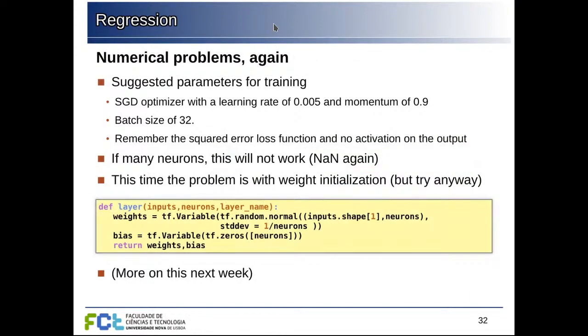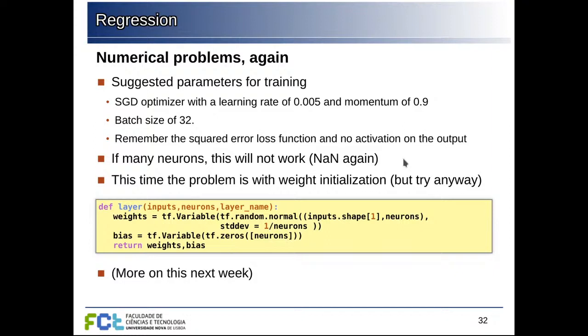Okay, so try with different parameters here for the stochastic gradient descent, the batch size, the architecture of the network. You may have some problem with not a number again. In this case, it's not the loss function. The loss function is the mean squared error. You can implement it and so on. I don't show it here, but this will be part of the exercise.